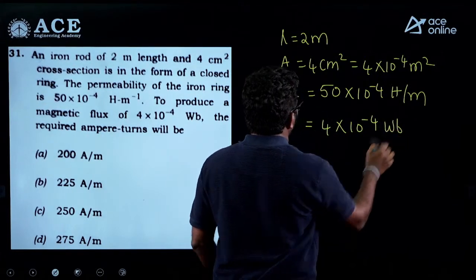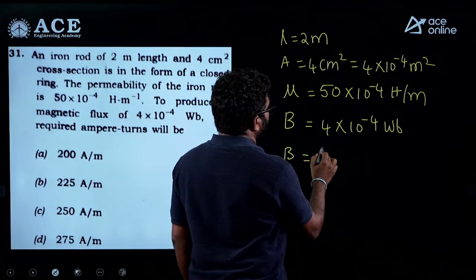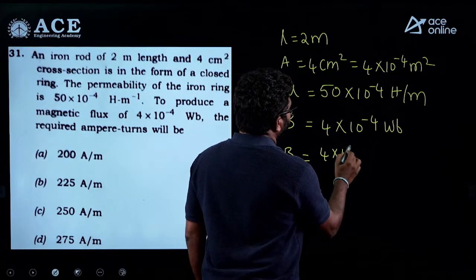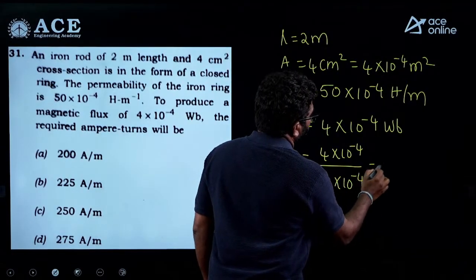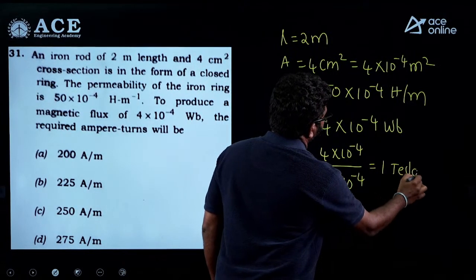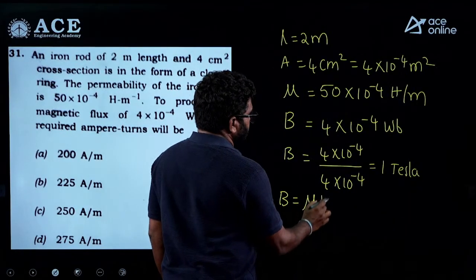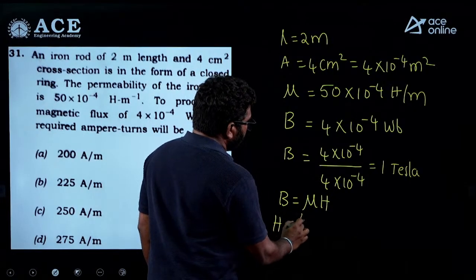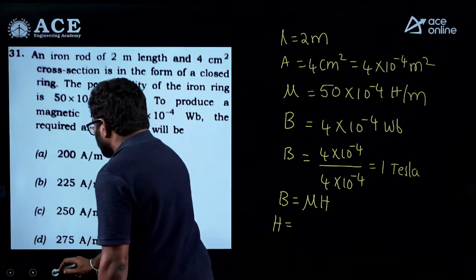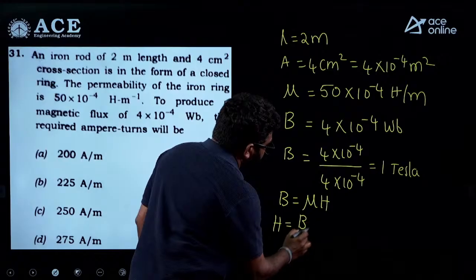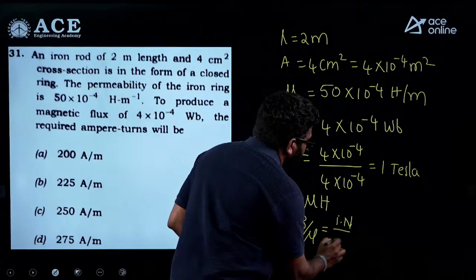Here one important thing you should remember, it is Weber, but we require Weber per meter square. Magnetic flux density is 4 into 10 power minus 4 divided by the area, 4 into 10 power minus 4, so you will get 1 Tesla, otherwise Webers per meter square, right. So B is equal to mu into H. From this, H is equal to B by mu. Remember, H is equal to B by mu. You can also write H in terms of current into number of turns by length of the coil.